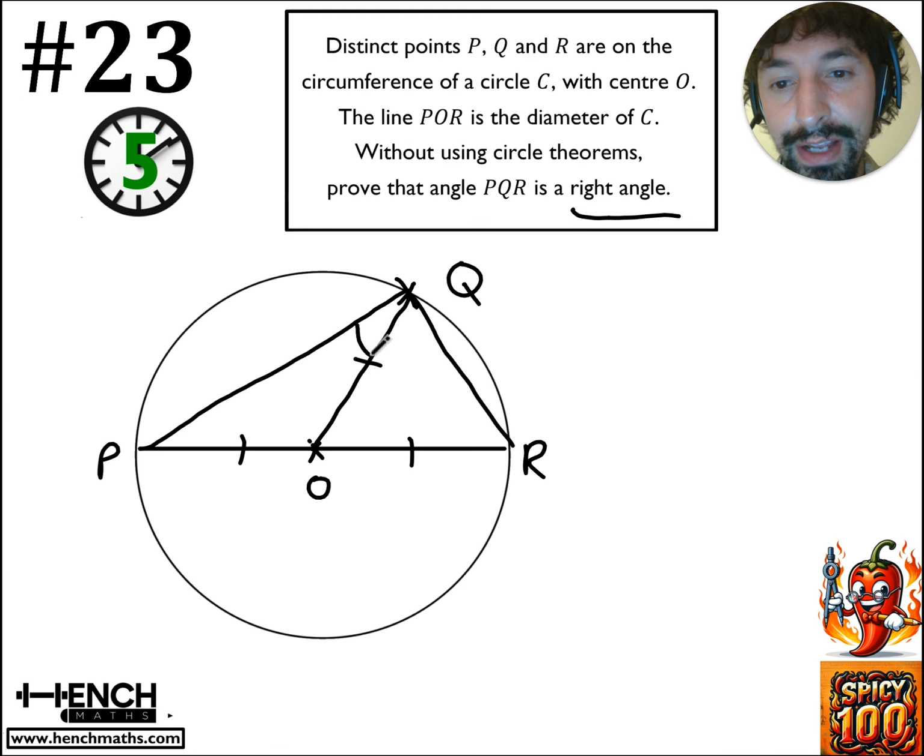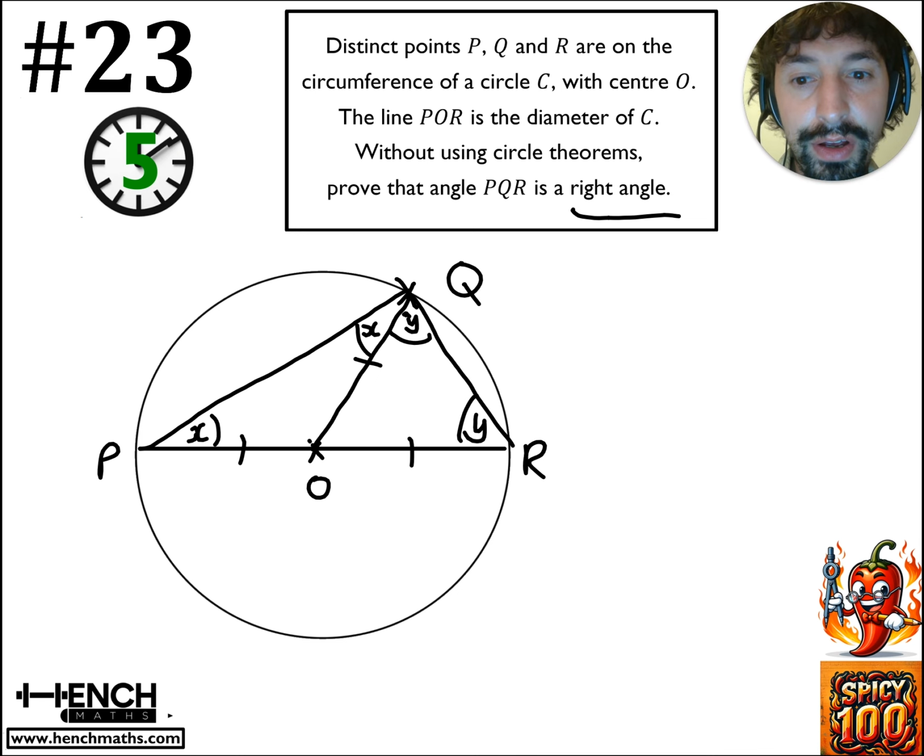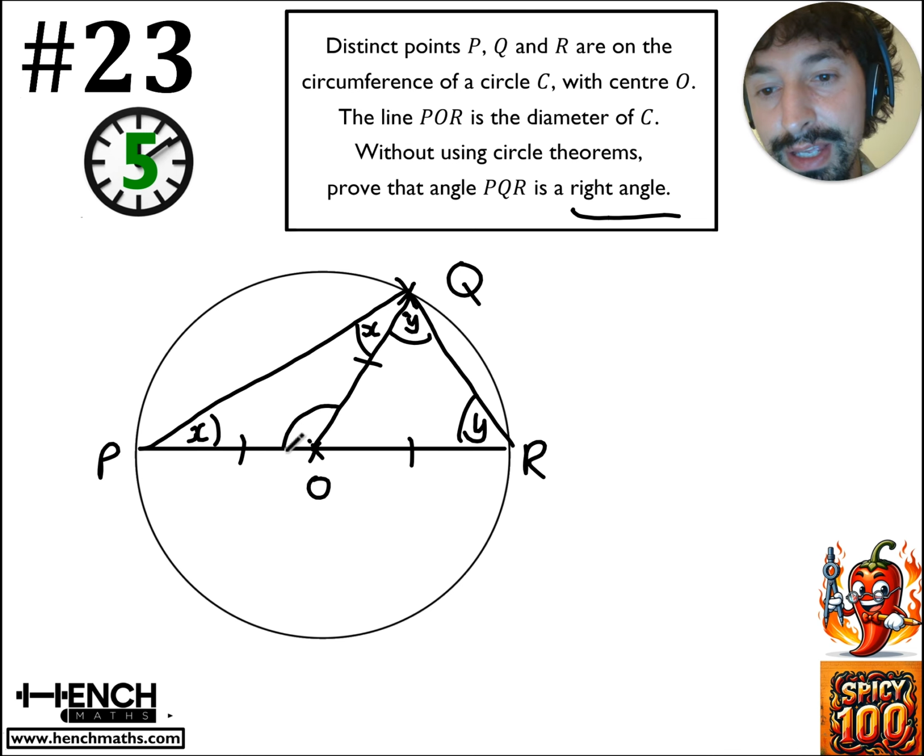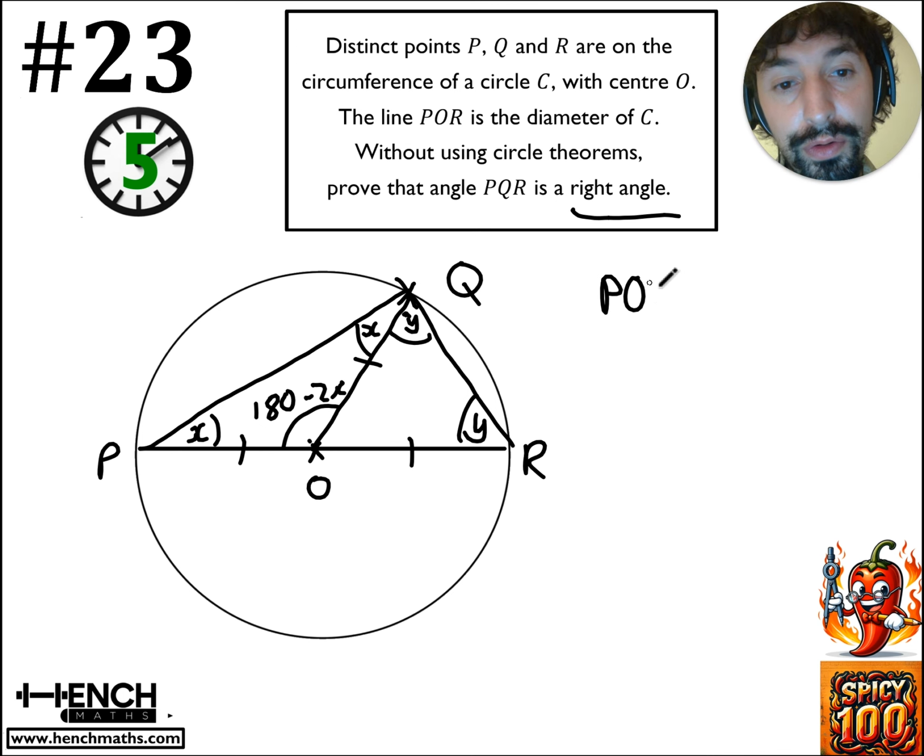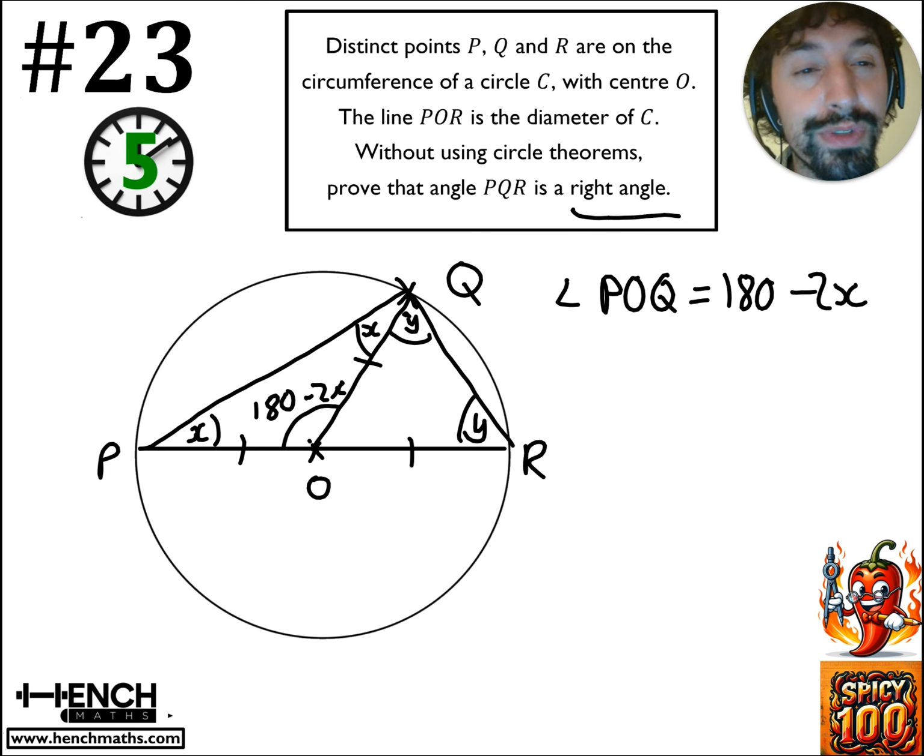So if this angle, I called it, say, X, then because it's an isosceles triangle, that would also be X over here. If I called this angle Y, then because it's isosceles, ORQ or QRO would also be equal to Y. So we found some angles here. So what we've got now is POQ would be 180 subtract 2x, because the angles in a triangle add up to 180 degrees.